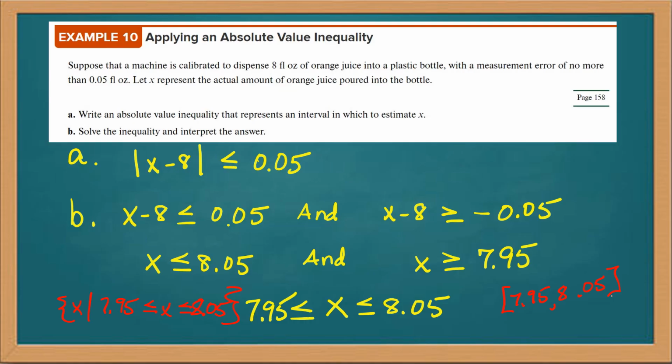And then also, you want to interpret the answer. And what that means is just explain what it means. It just means that the amount in the bottle is between 7.95 and 8.05 fluid ounces.